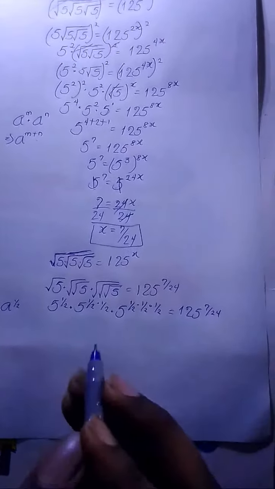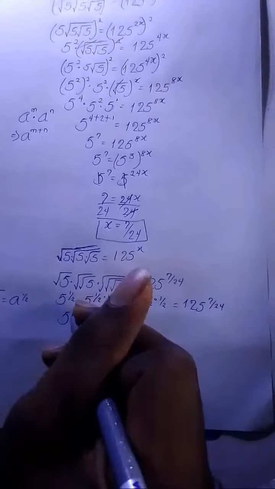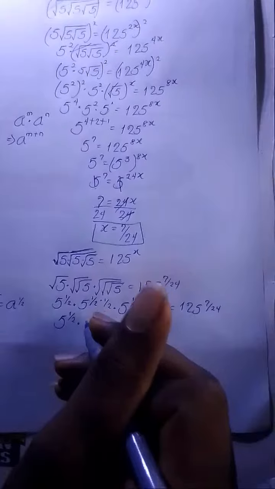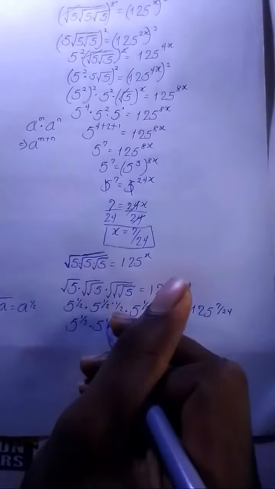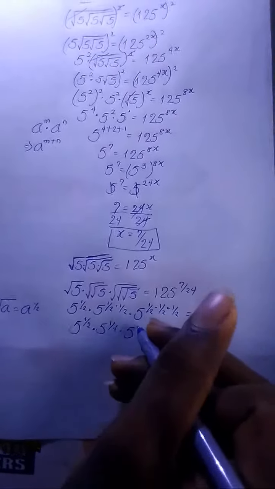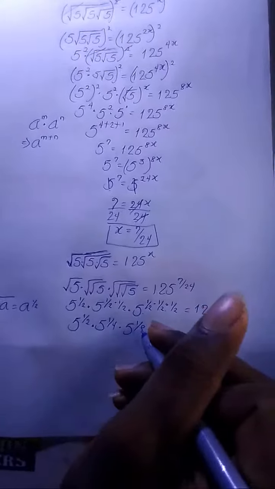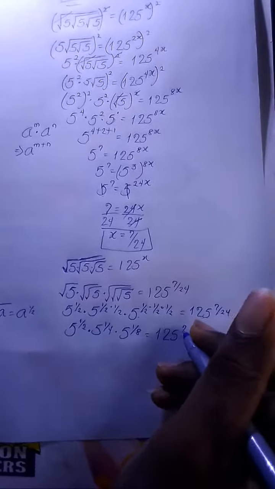So from here we have this. So from here we multiply 5 raised to the power of 1 over 2 multiplied by 5 raised to the power of 1 over 2 times 1 over 2, that's 1 over 4, right? Multiply by 5 raised to the power of 1 times 1 times 1, that's 1 over 2 times 2 times 2, that's 8, equals 125 raised to the power of 7 over 24.